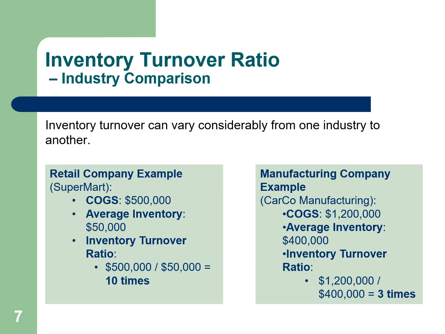Next, let's shift to manufacturing. Carco Manufacturing has a cost of goods sold of $1.2 million and an average inventory of $400,000, resulting in an inventory turnover ratio of 3 times. This lower turnover is typical for manufacturers because their products generally have longer production cycles and they often hold larger inventories of raw materials or finished goods. To visualize this, you can clearly see that the retail company has a much faster inventory movement compared to the manufacturing company. Why does this matter?